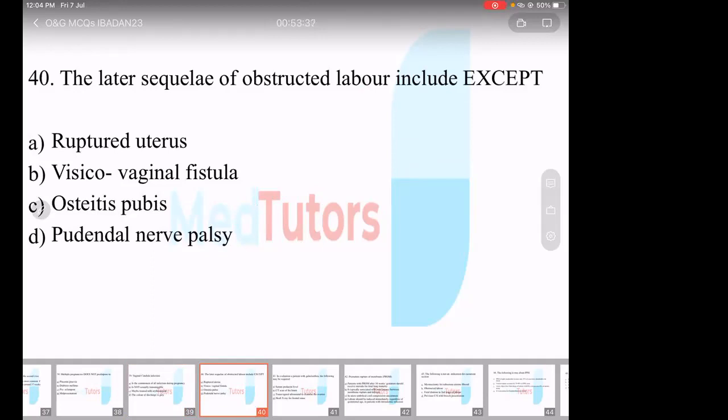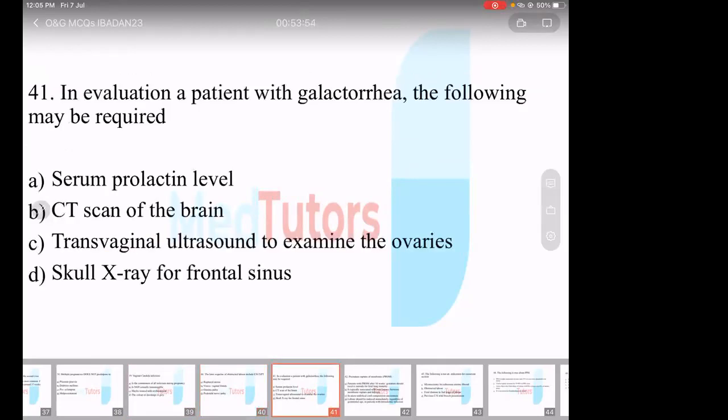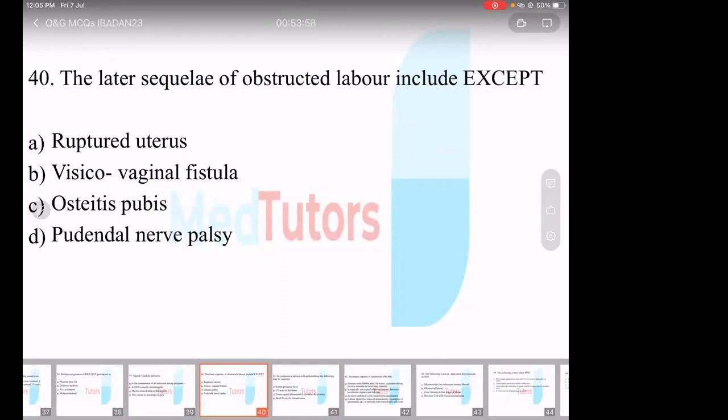Then 40, the late sequelae of obstructed labor include the following except A, ruptured uterus. Yes, it can occur with obstructed labor. Vesicovaginal fistula, VVF, yes, it can occur as a result of obstructed labor. Osteitis pubis, that can also occur. Then pudendal nerve palsy, that is the one that takes time to occur. All these are early complications of obstructed labor, but pudendal nerve palsy may take some time before it manifests. So D is the answer.